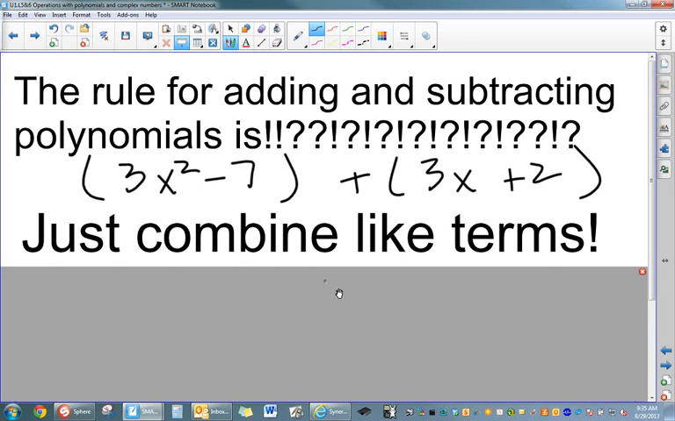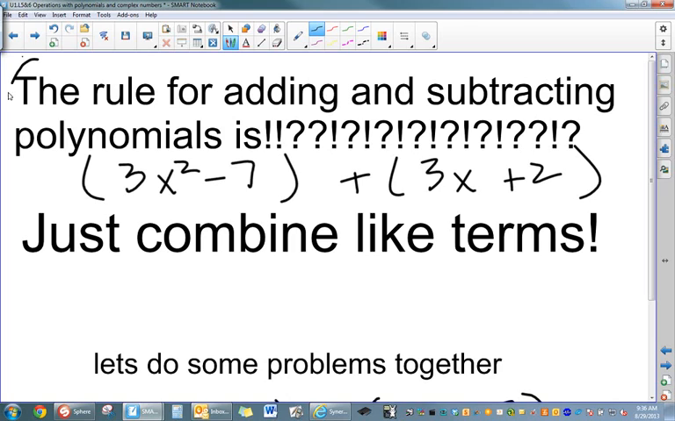So, in this case, write this down up here. What is the rule? It's just combine like terms. Looking back at your definition, Maya, what are like terms? Look back at your definition. Same base, same exponent.